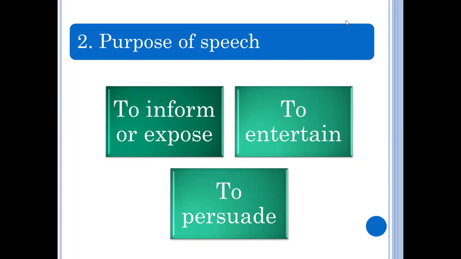So example for this one is sales, stock solicitations, for subscription or membership to an organization. Also campaign for political causes and so on and so forth. So these are some purposes of speech.